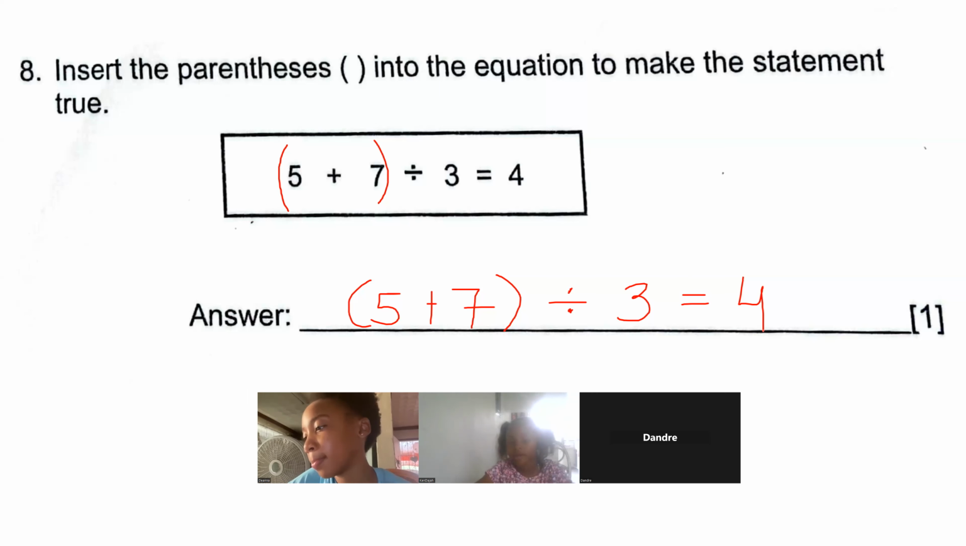Kirk, do you understand why you put it between the 5 and the 7? Yes, sir. All right, so we put the brackets, the parentheses, between the 5 and the 7.